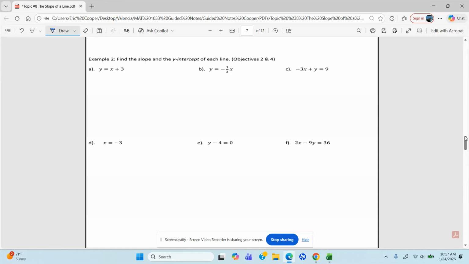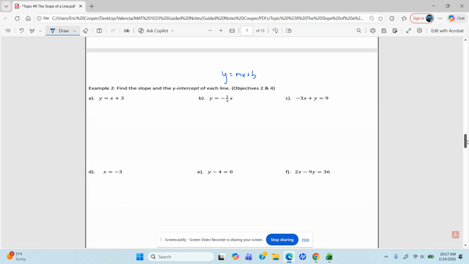Find the slope and y-intercept of each of these lines. So we got to go back and remember that lines are generally written in this format: y equals mx plus b. This we learned was slope-intercept form, where m is the slope and b is the y-intercept. So as long as these equations are solved for y, we should be able to find it.